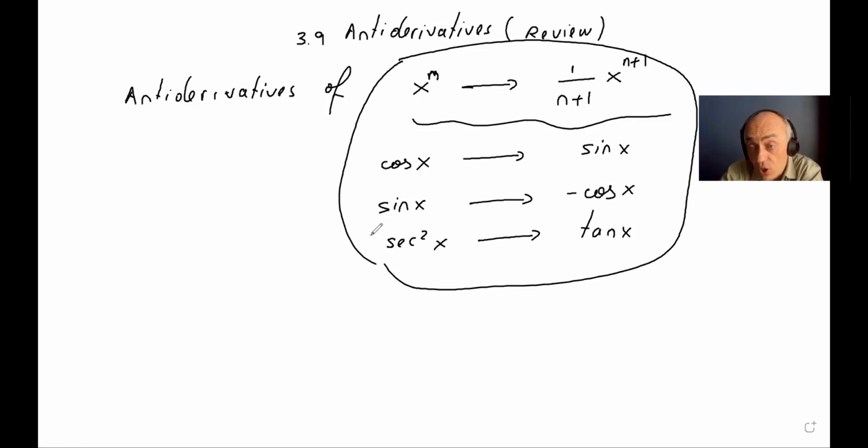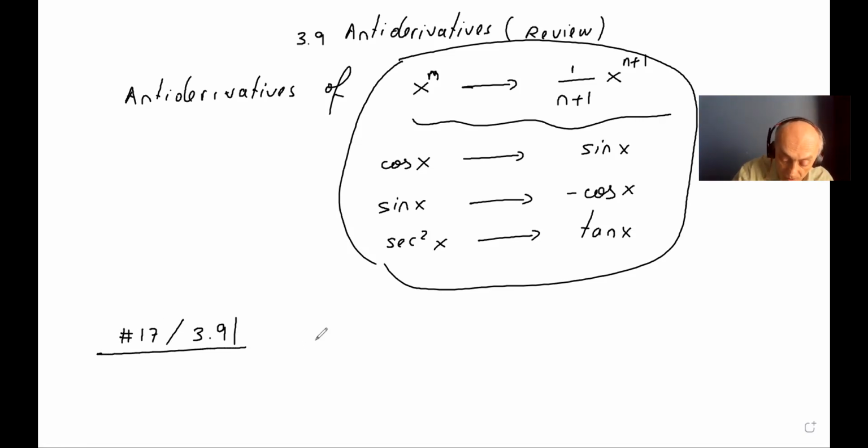Now, besides these, you should know how to operate with them, and I am going to review for you a problem from the book that does exactly that. That problem is number 17 of 3.9. Again, it's just a review problem. So number 17, f of t, I'm going to say t instead of the Greek letter theta, is 2 sine t minus secant squared t.